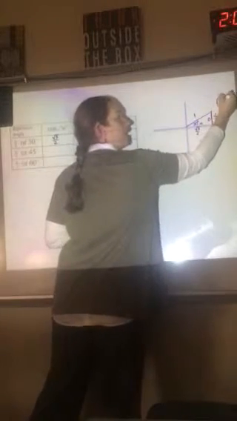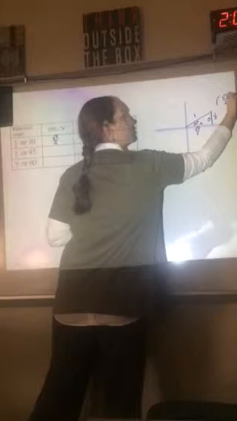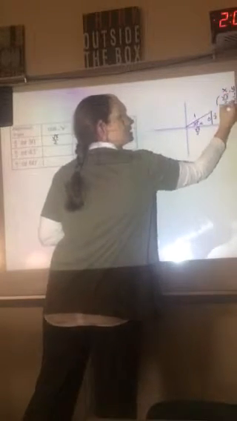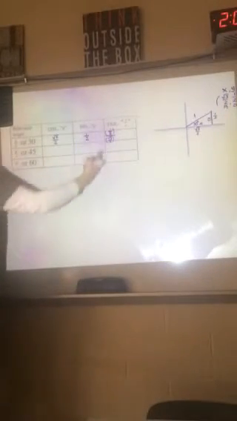Think about the ordered pair, root 3 over 2, 1/2. This is the opposite, this is the adjacent. That's where I'm getting the ratio of y over x.